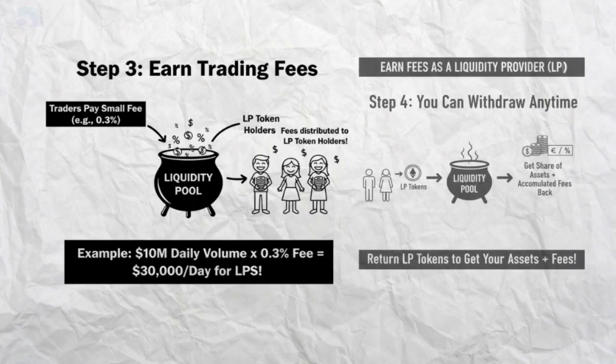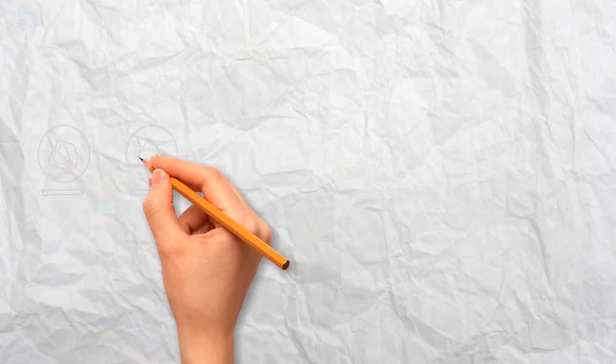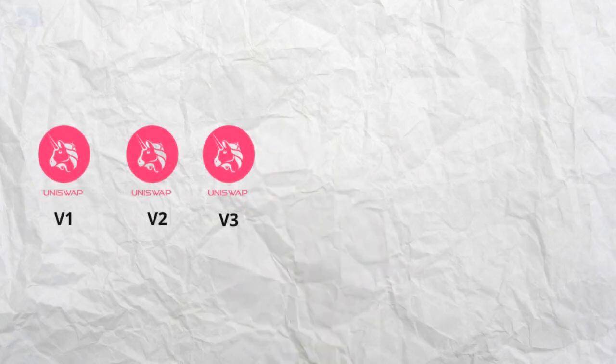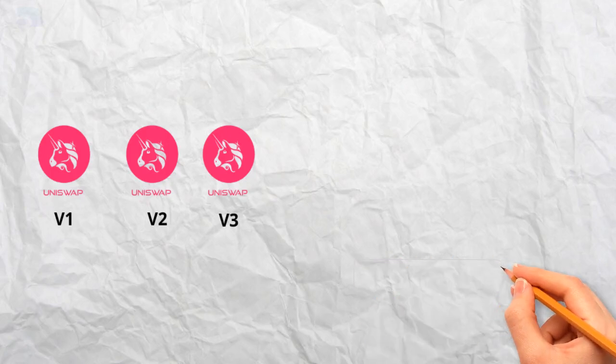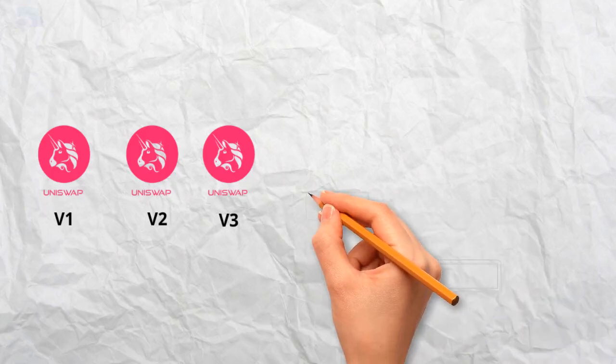Step 4. You can withdraw anytime. Want your money back? Simply return your LP tokens to get your share of the pool back, plus any accumulated fees. Important update for 2025. Many protocols now offer concentrated liquidity positions, introduced by Uniswap v3, allowing LPs to earn even more by focusing their liquidity in specific price ranges. This is more capital efficient, but requires more active management.